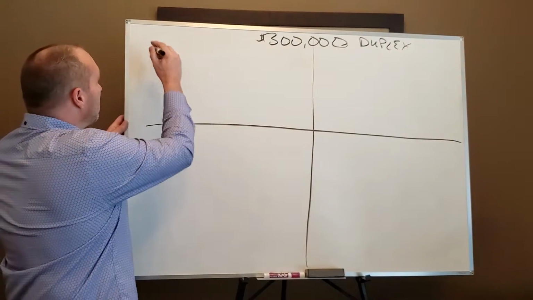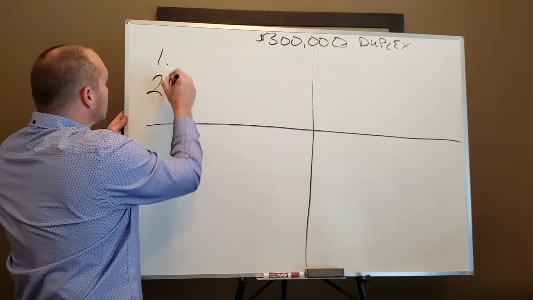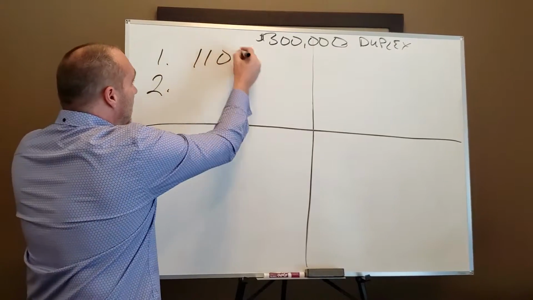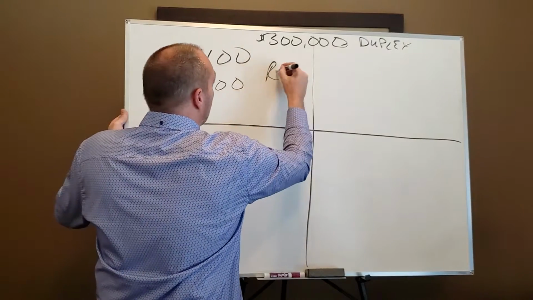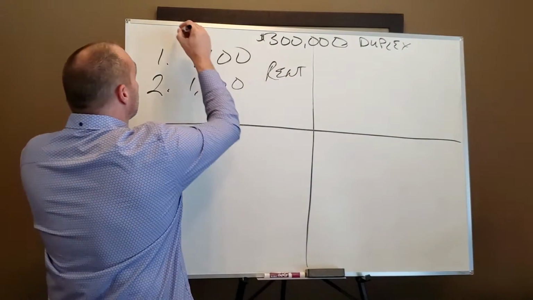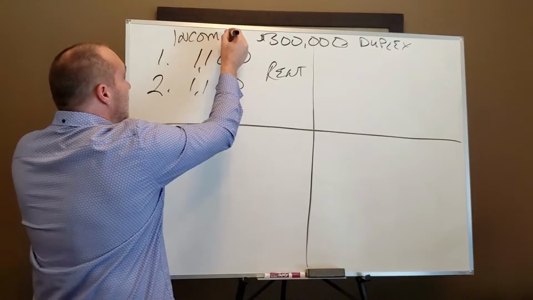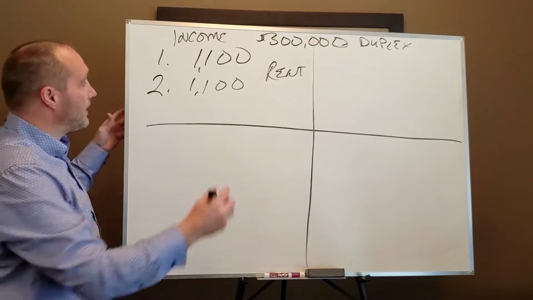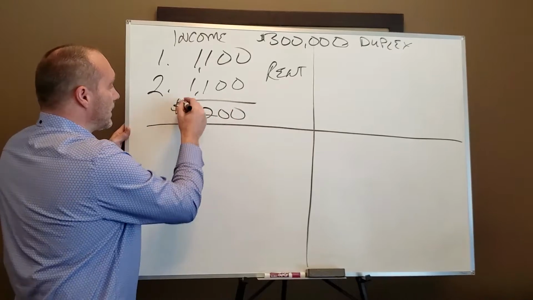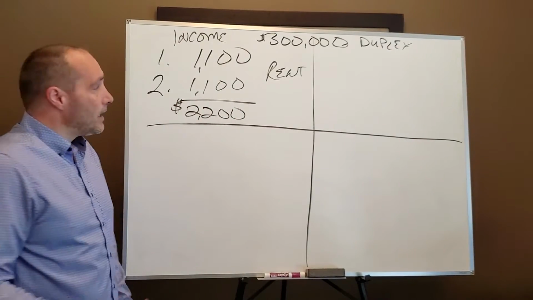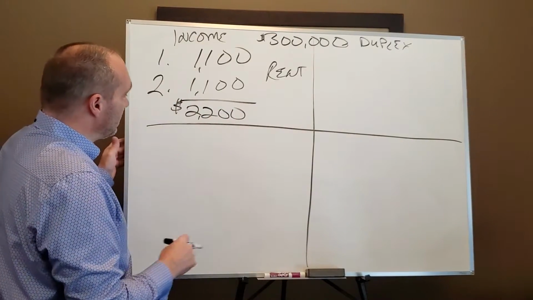So let's say we've got 2 rental units. Each one of them is going to pay us $1,100 a month in rent. So this is your income from the property that you're going to receive on a monthly basis. We've got a total income of $2,200 a month coming in on our property each and every month.